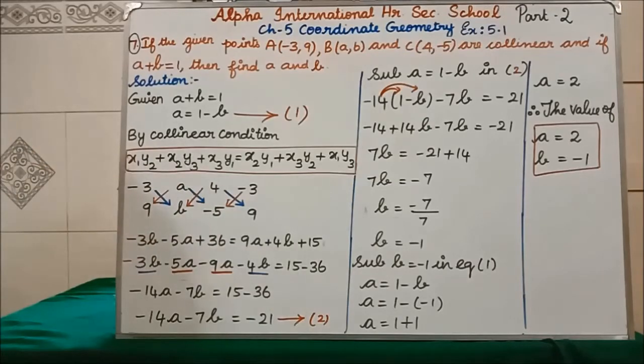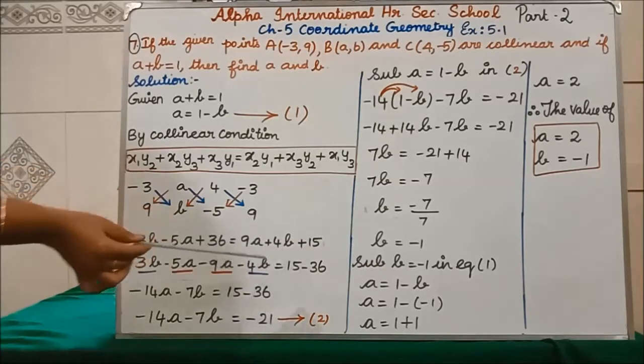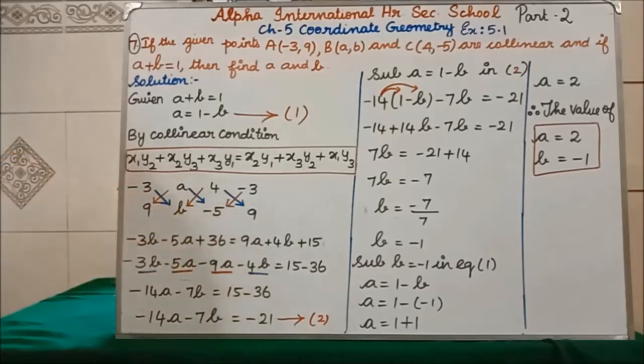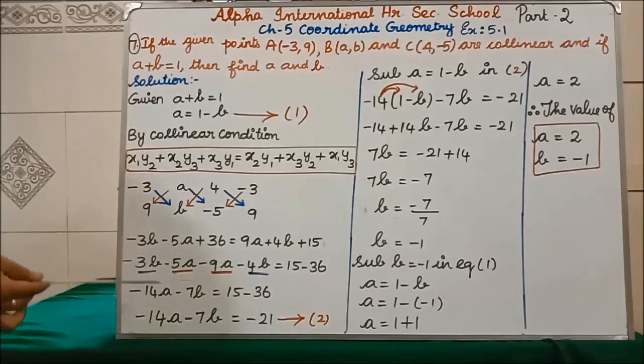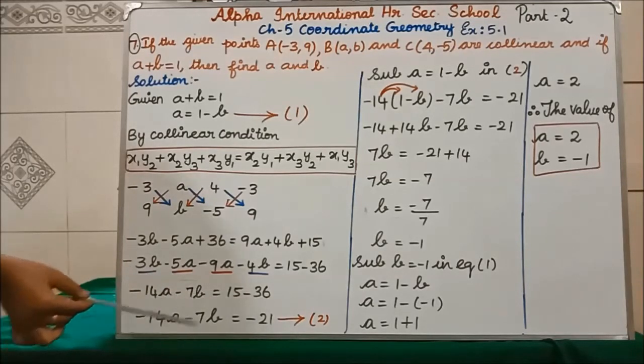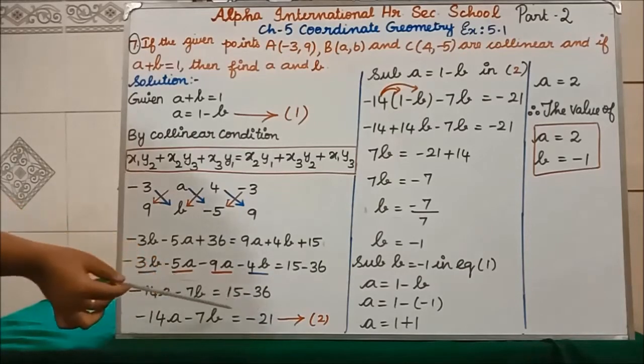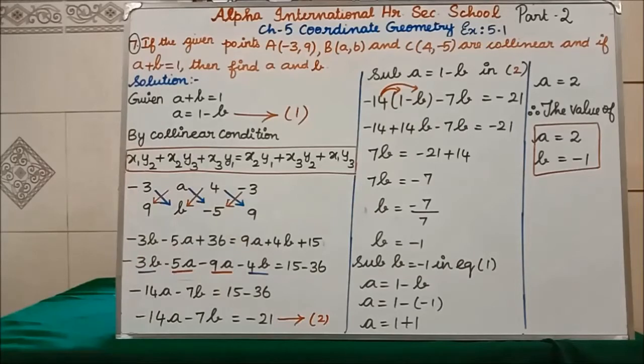Clear? I am taking all the values to the left-hand side. Only I am keeping the constant term, and I am taking this constant also to that side. Now -3b, -5a, here -9a, -4b, this plus 36 if it goes that side it will become -36. See, a, so these two are like terms, you have to add. -5 -9 is -14a. Similarly b are like terms, -3 -4 is -7b, equal to 15 - 36. So -14a - 7b equal to 15 - 36, which is -21.